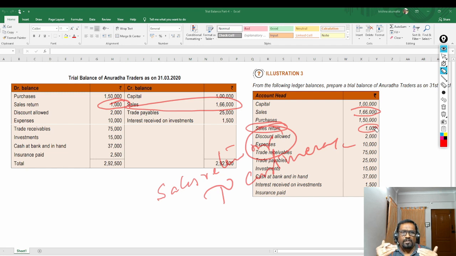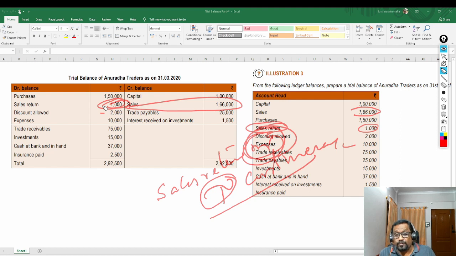You are getting sales returns. Whatever you sold, those goods are coming back to you, right? So sales returns are debit, and who is giving? Customer is returning back those goods. So giver is customer, so customer account is credited. So here what we did, sales returns we debited. So sales returns account is a debit balance.